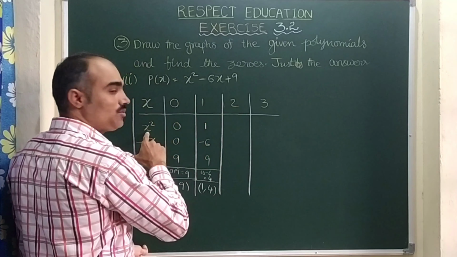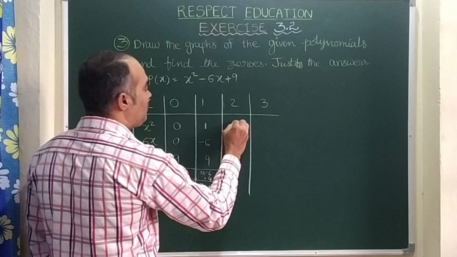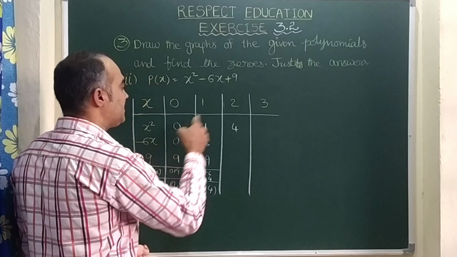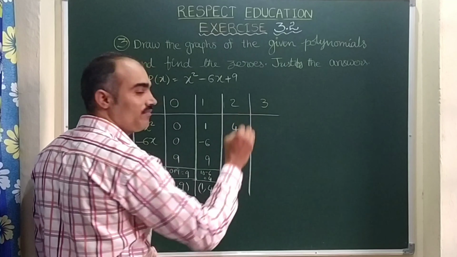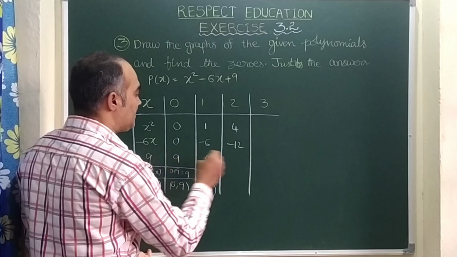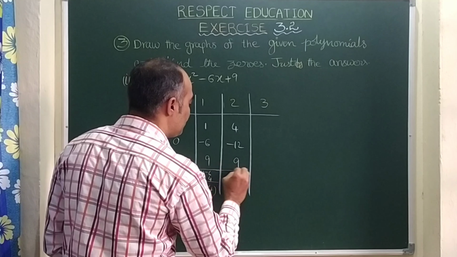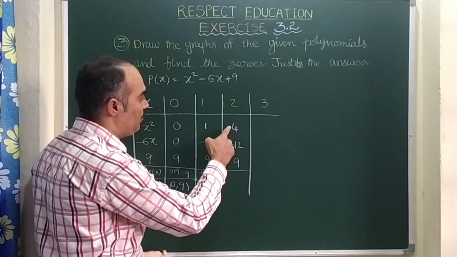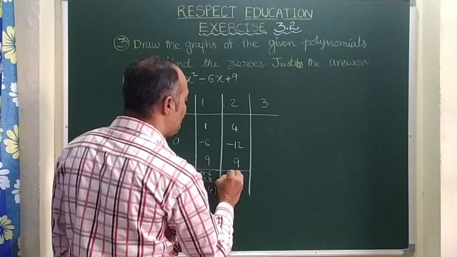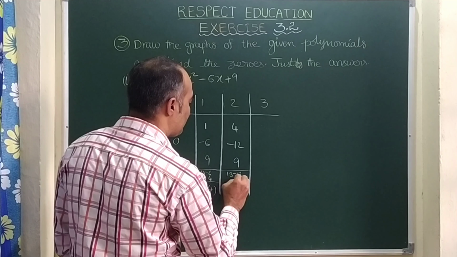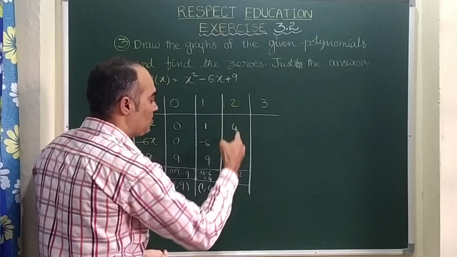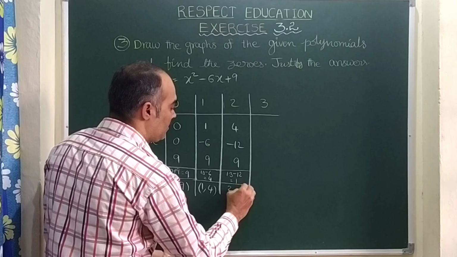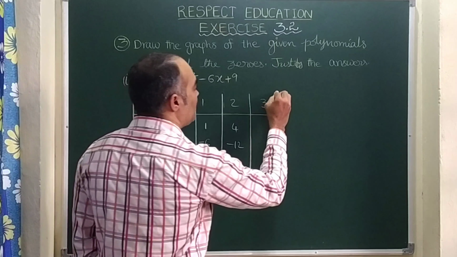2 means 2 squared. 2 squared is 4. Minus 6 into 2 is minus 12. Right? The constant 9 I am writing as it is. 4 plus 9 is 13. 13 minus 12 is 1. So here 2 comma 1. Now this last value.